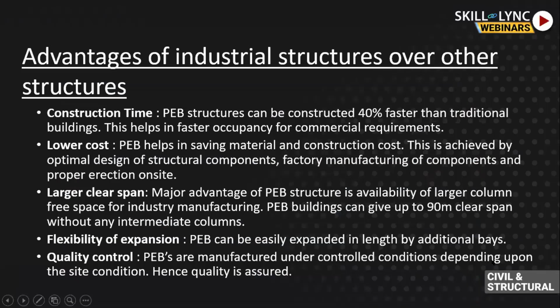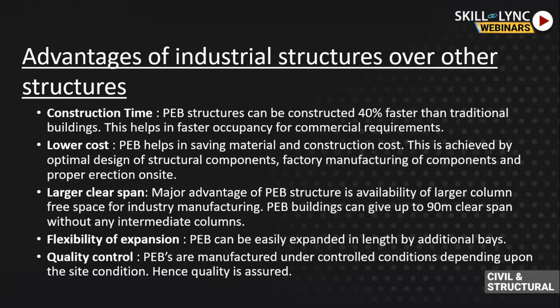So what will be the advantages of this kind of structure? The basic advantage of this kind of structure is the construction time. PEB structures can be constructed 40% faster than any traditional form of construction, say RC. Even if people from civil engineering might be aware of MIVAN kind of construction, or the tunnel kind of construction, where they say that the RC construction will be very fast, if you compare to that as well, these PEB structures can be constructed faster.